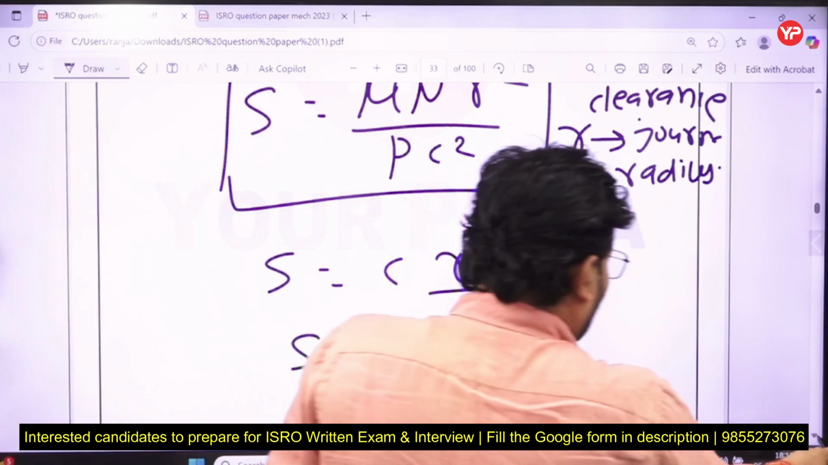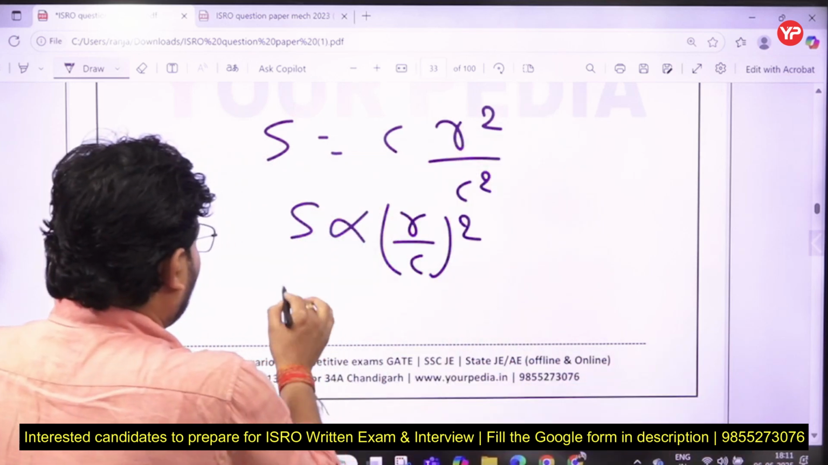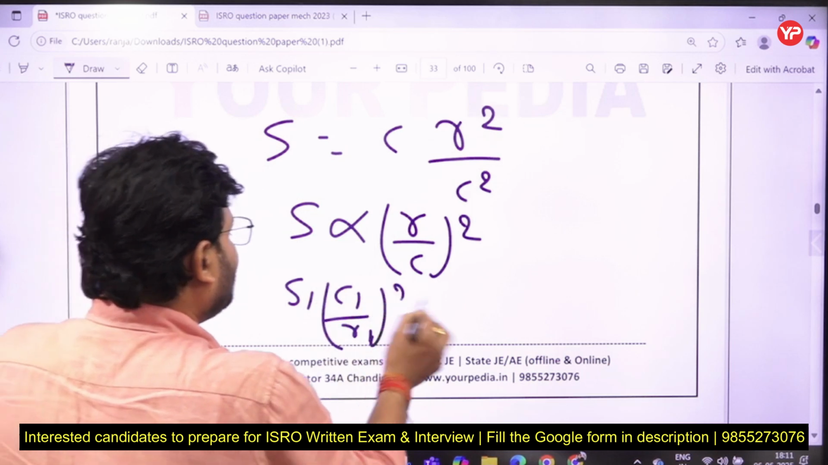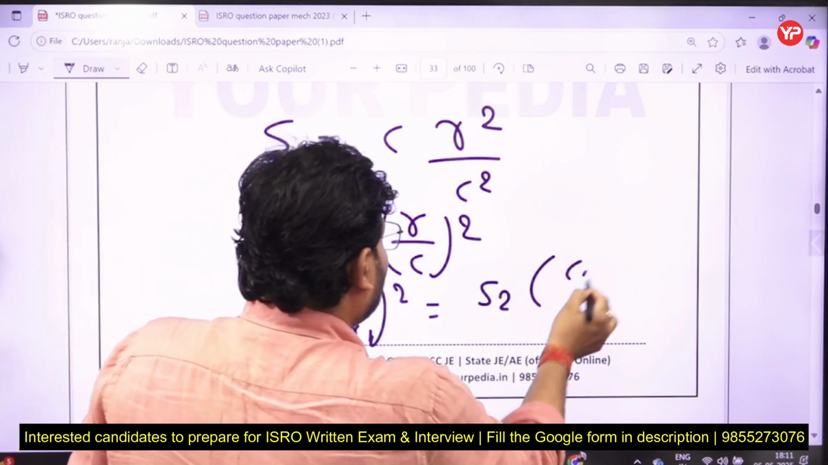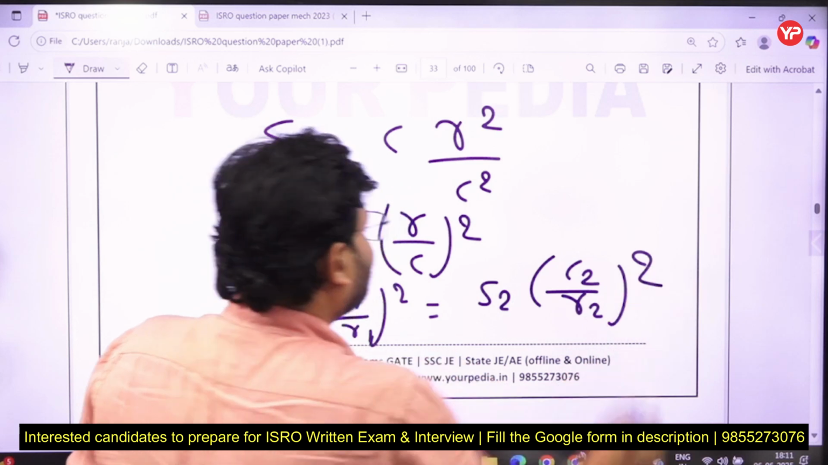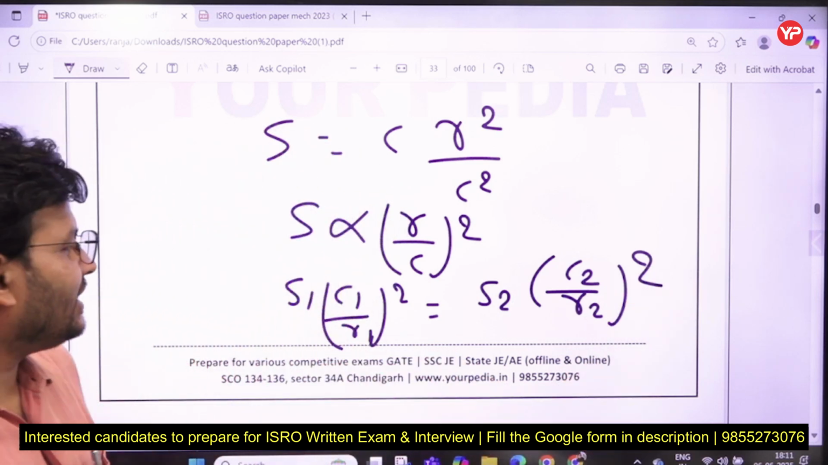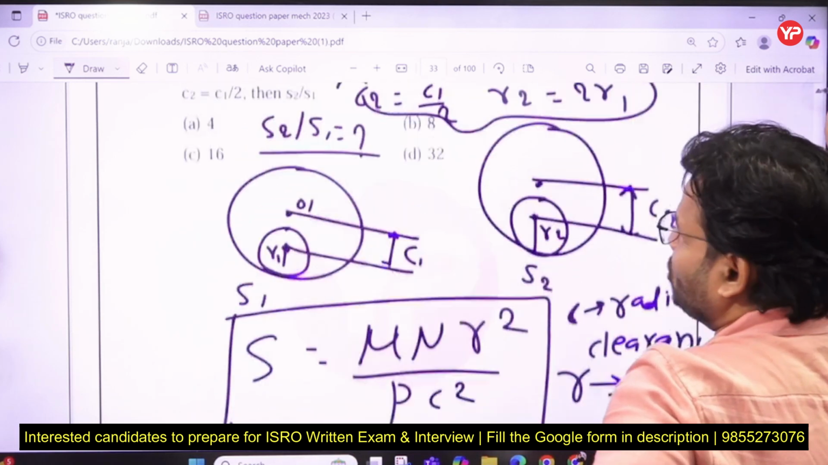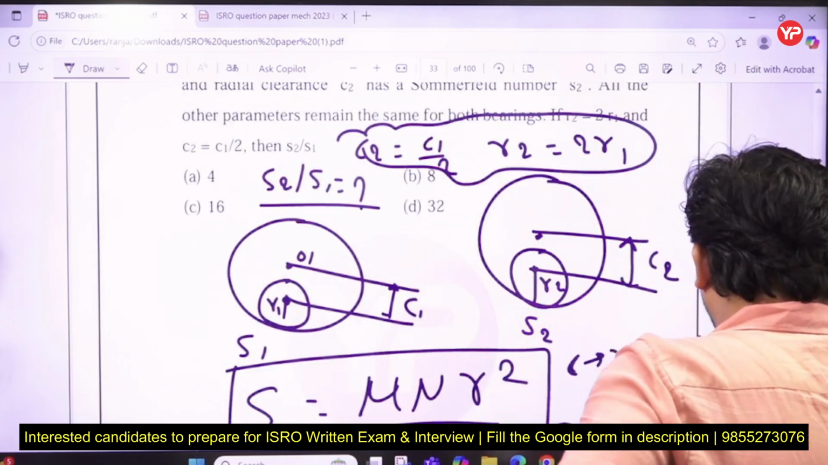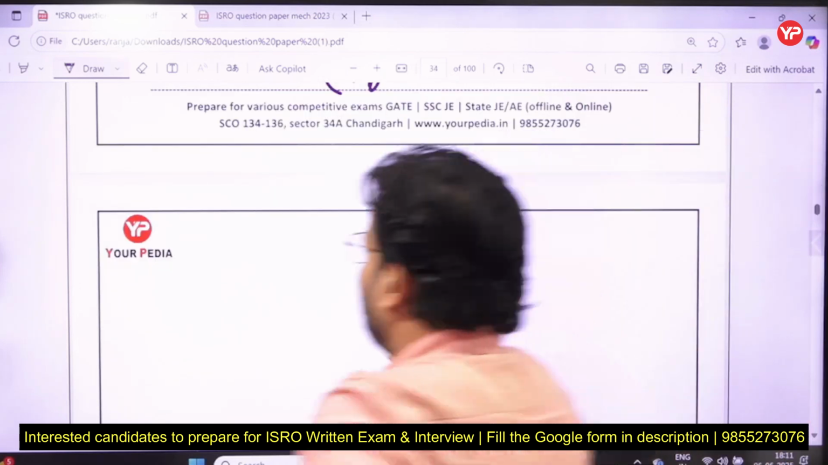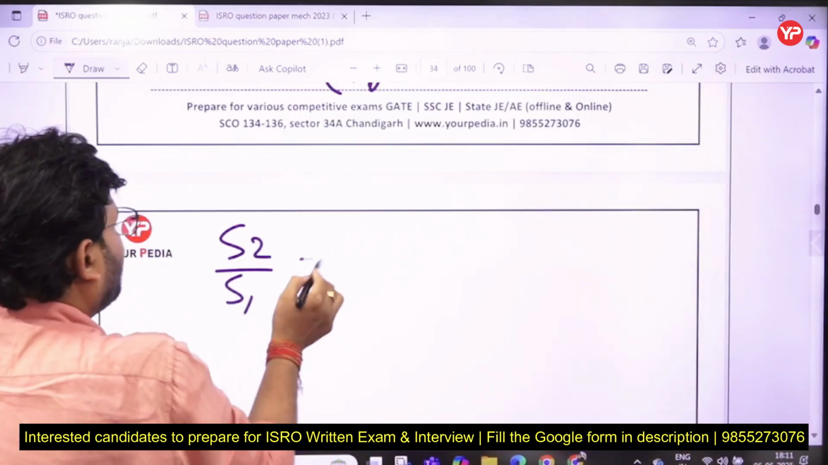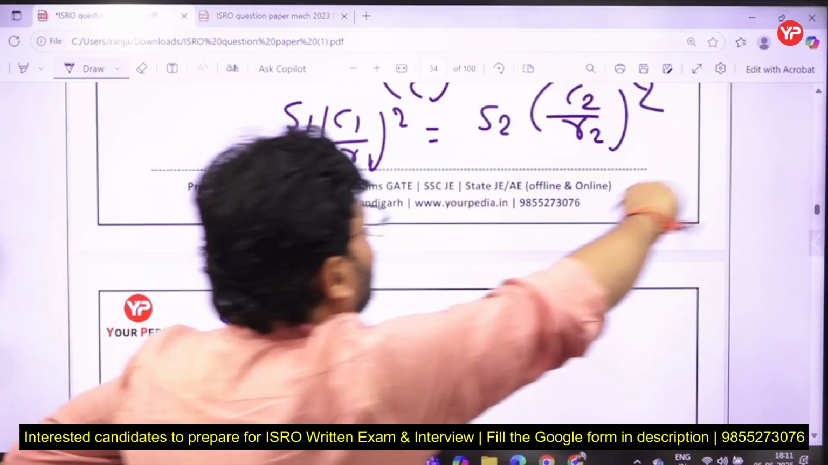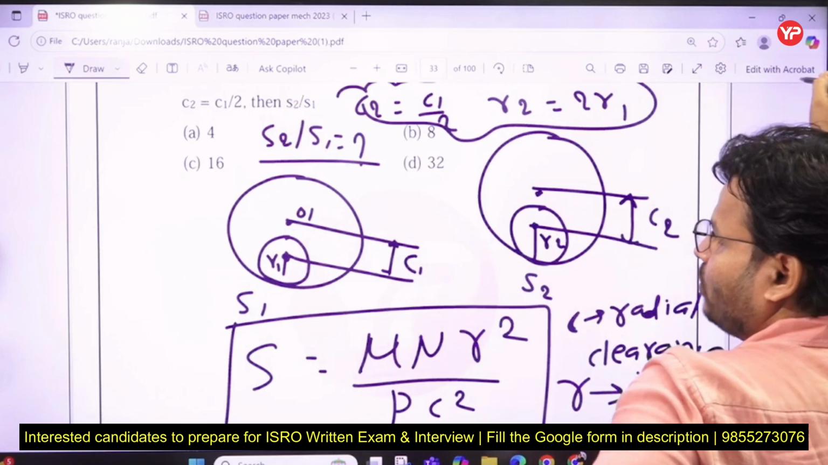So can I say S1 C1 upon R1 whole square is equal to S2 C2 upon R2 whole square? Yes, obviously I can. What I have to calculate is S2 upon S1, right? S2 upon S1, not S1 upon S2.